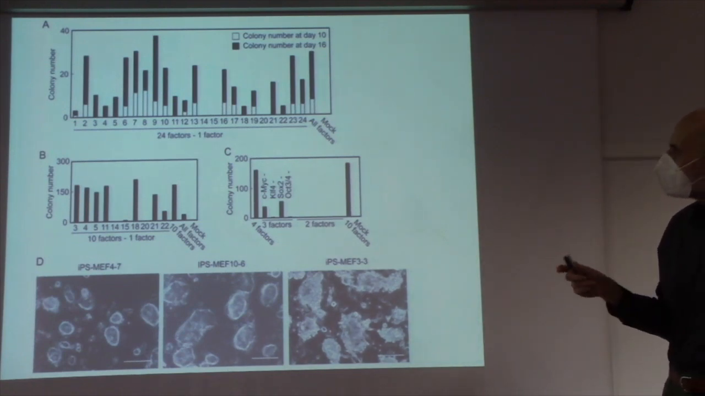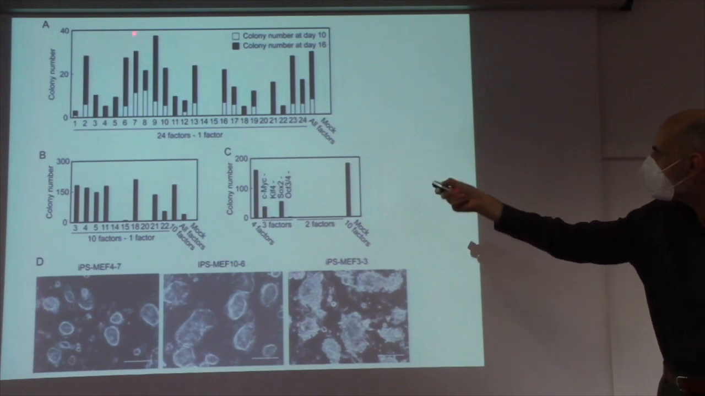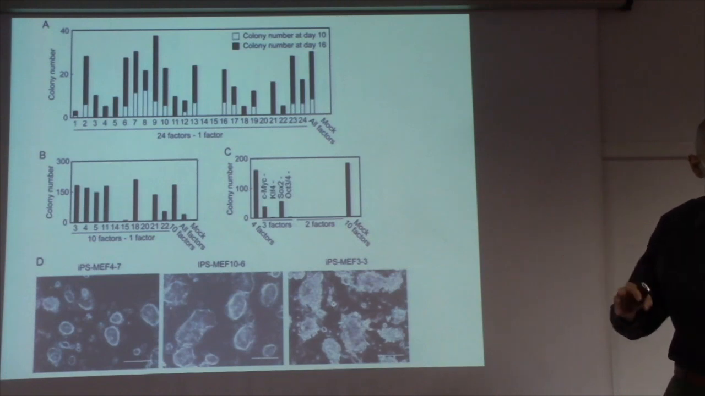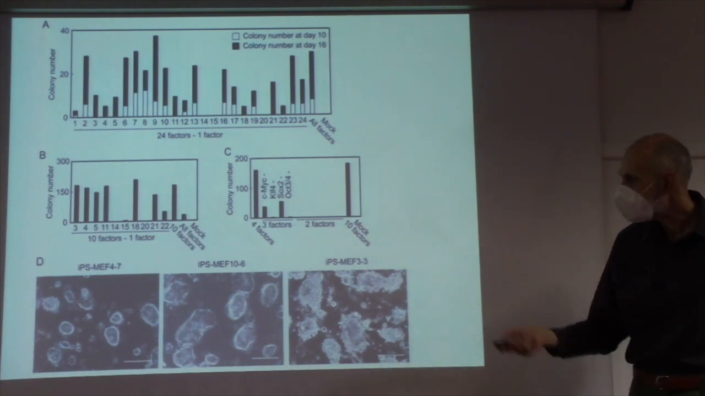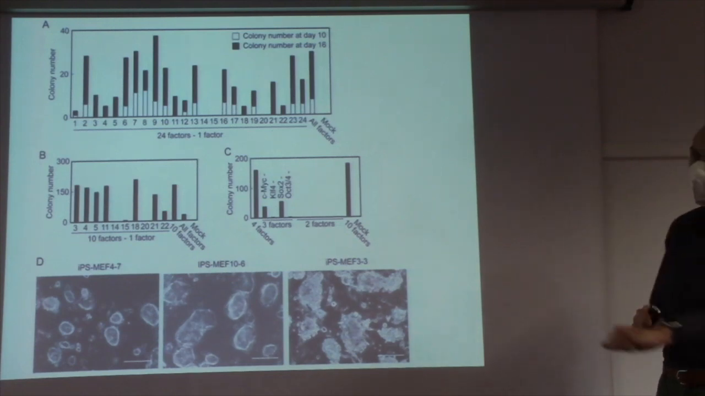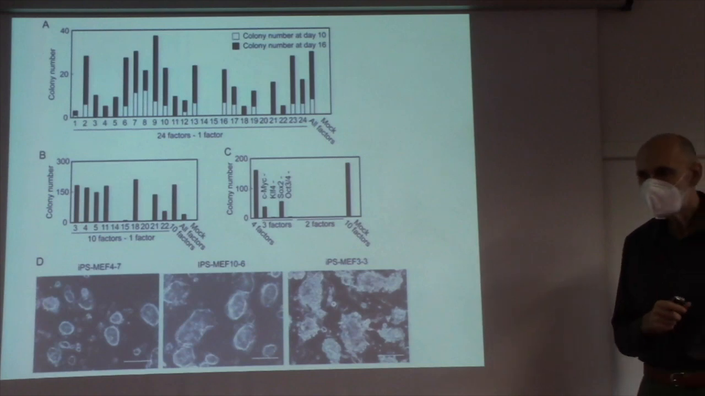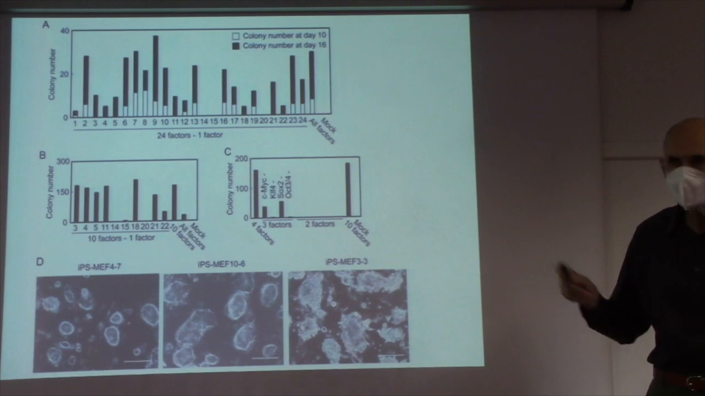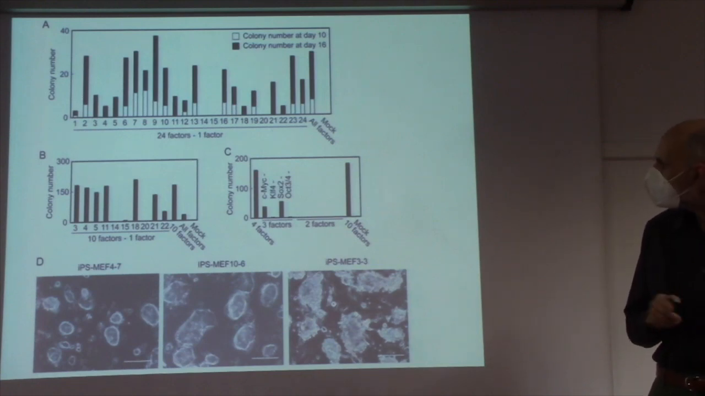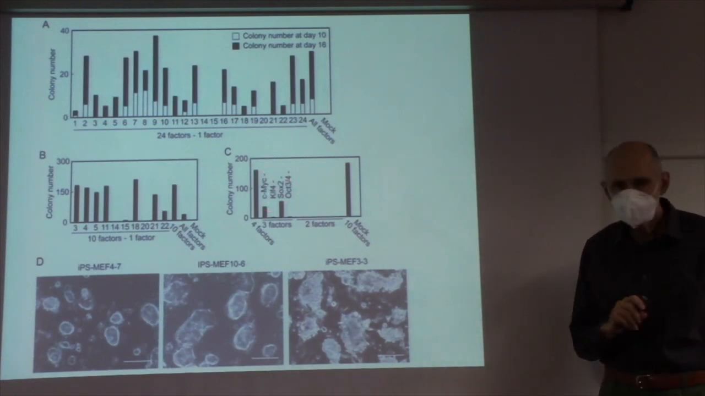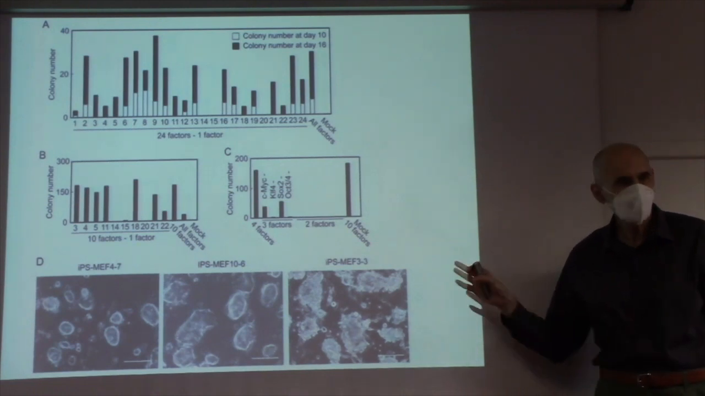Okay, so Yamanaka takes out 2, takes out 6, 7, 9, and is left with 10 factors. And then he repeats the trick, removes them one by one, and eventually finds that only 4 factors are necessary to convert the cells. And these are: c-Myc, Klf4, Sox2, Oct3/4. These are now well known as the Yamanaka factors.